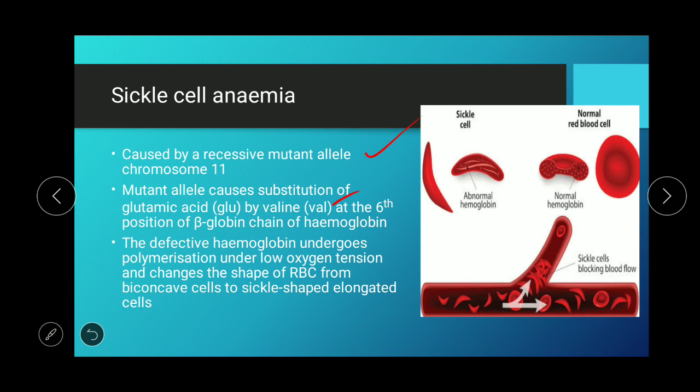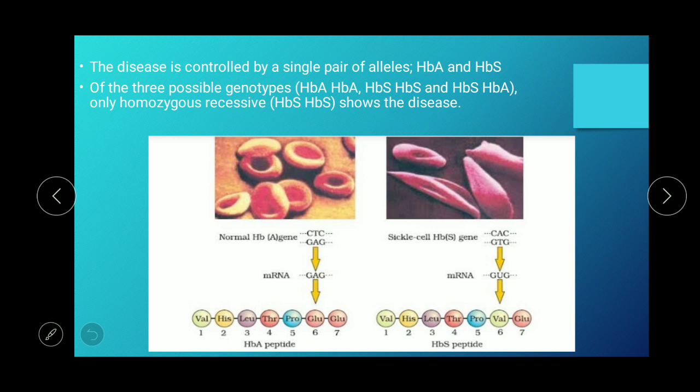A normal blood cell is biconcave in shape, but the shape is sickle in sickle cell anemia. The defective hemoglobin undergoes polymerization under low oxygen. You can see that these are the defective ones. They undergo polymerization and clog the pathway under low oxygen tension, and change the shape of the RBC from biconcave cells to sickle-shaped elongated cells. The disease is controlled by a single pair of alleles, HbA and HbS. HbA is normal, HbS is affected.